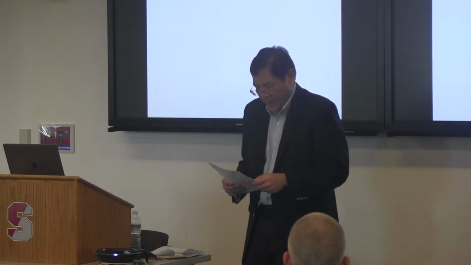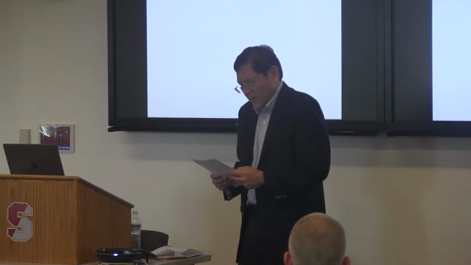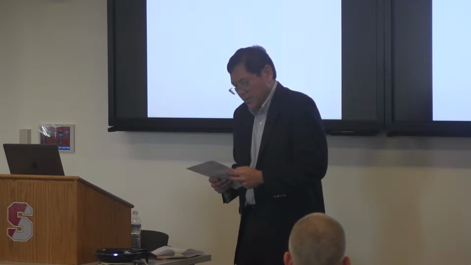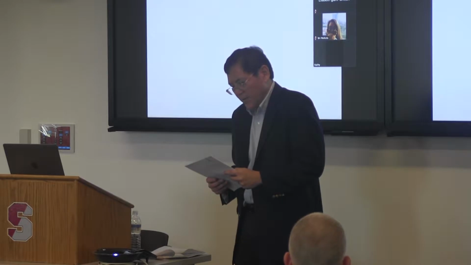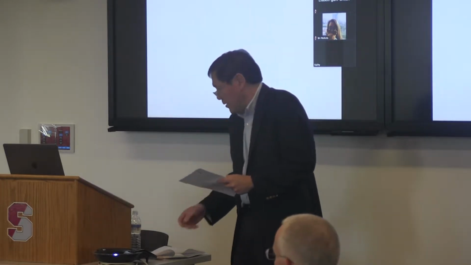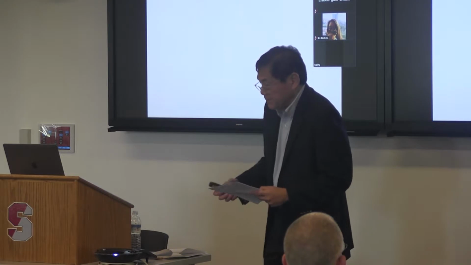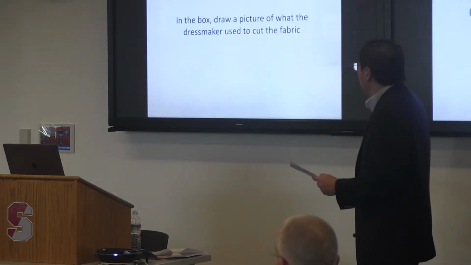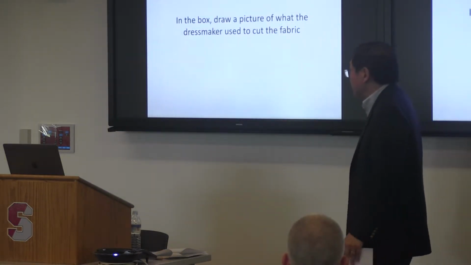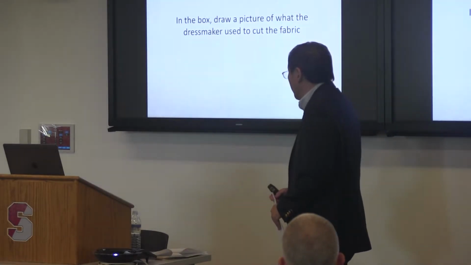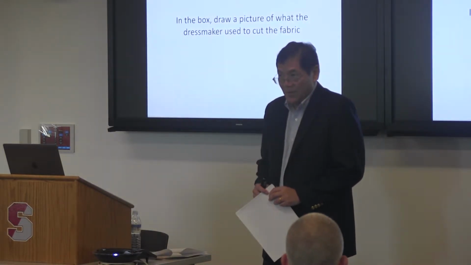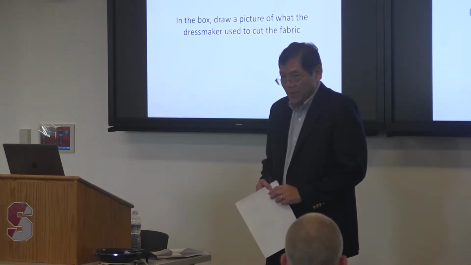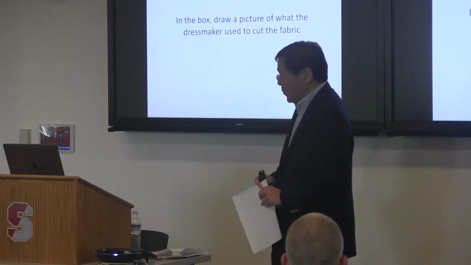Okay, so listen carefully to the sentence. Okay, the dressmaker used the scissors to cut the cloth for the dress. Okay, the dressmaker used the scissors to cut the cloth for the dress. Okay, all right. Now, here's what I want you to do. In the box, I want you to draw a picture of what the dressmaker used to cut the fabric. So don't give me a word, draw me a picture of what the dressmaker used to cut the fabric.